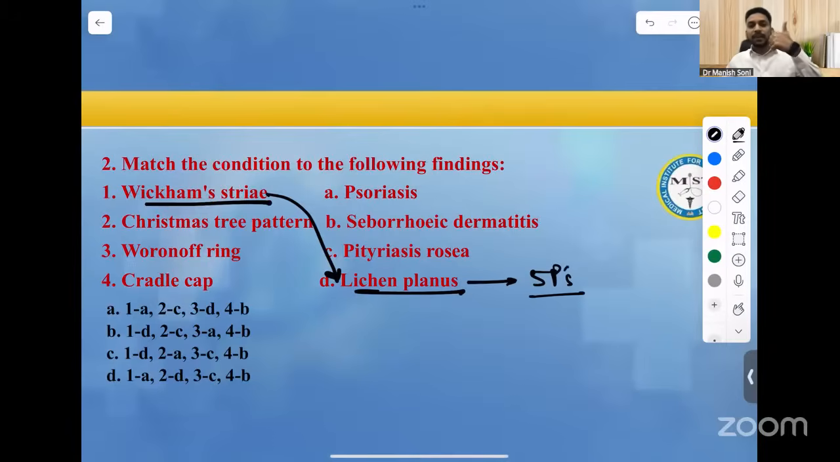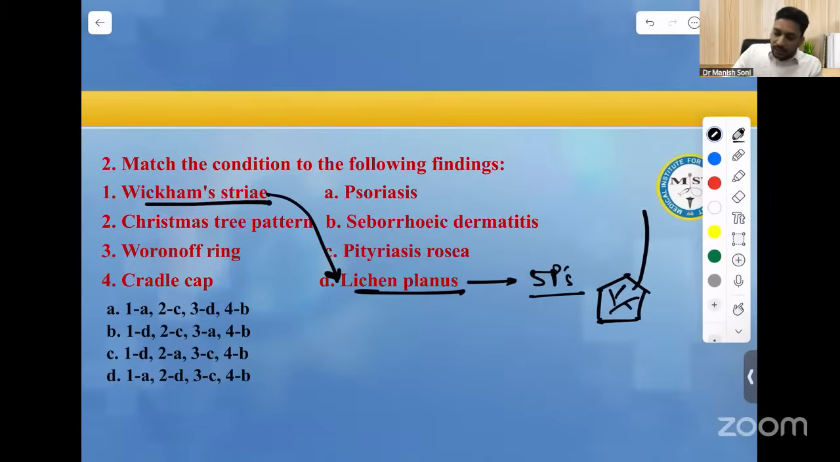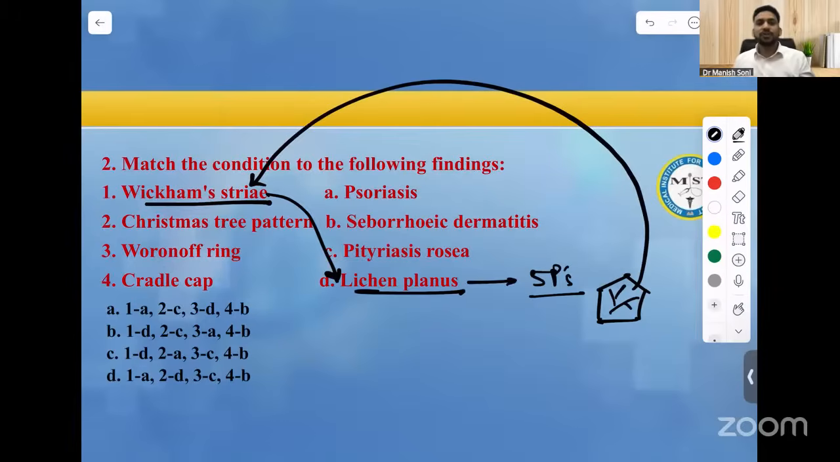The 5 P's are plain purple polygonal pruritic papules. So plain purple polygonal pruritic papules are seen. And if you closely examine these plain purple pruritic papules, you will get a reticulate pattern. That reticulate pattern is known as Wickham striae. So Wickham striae are seen in lichen planus.